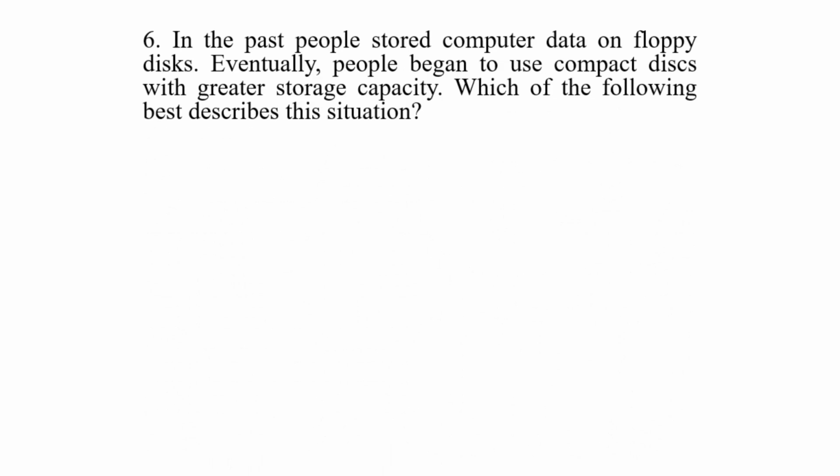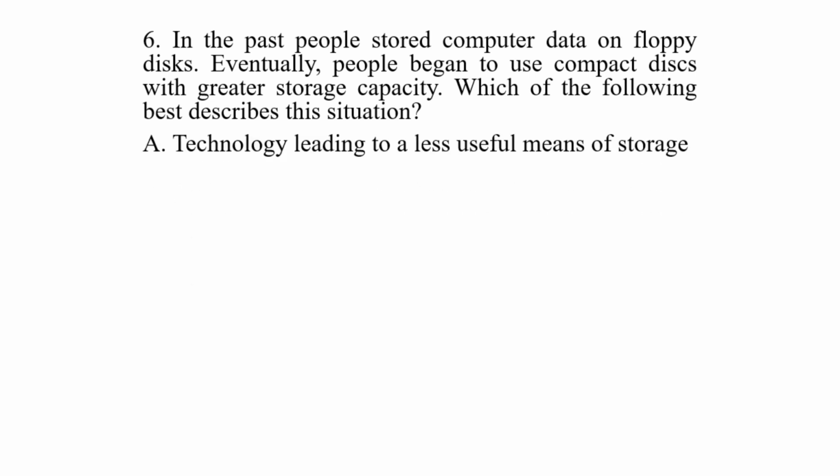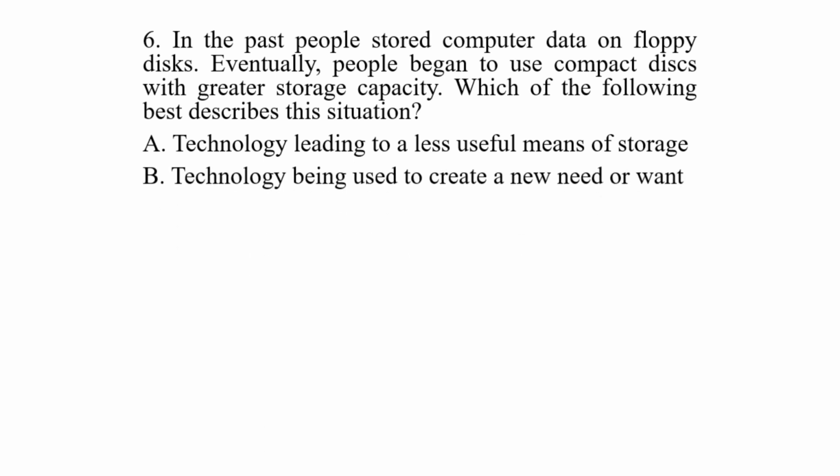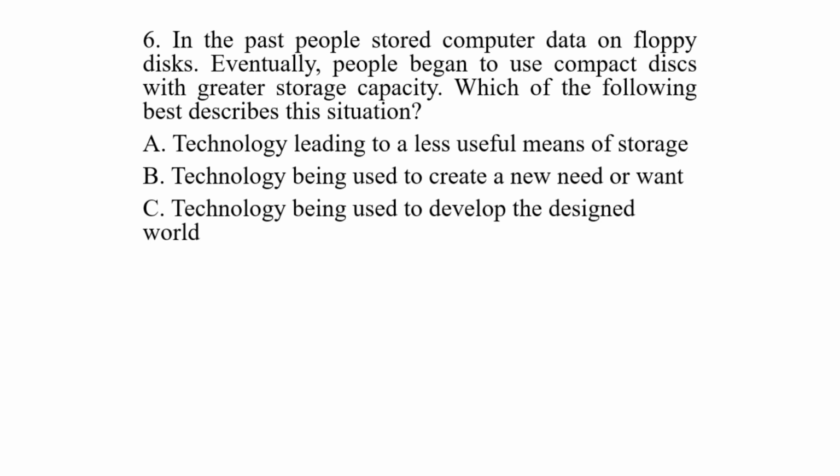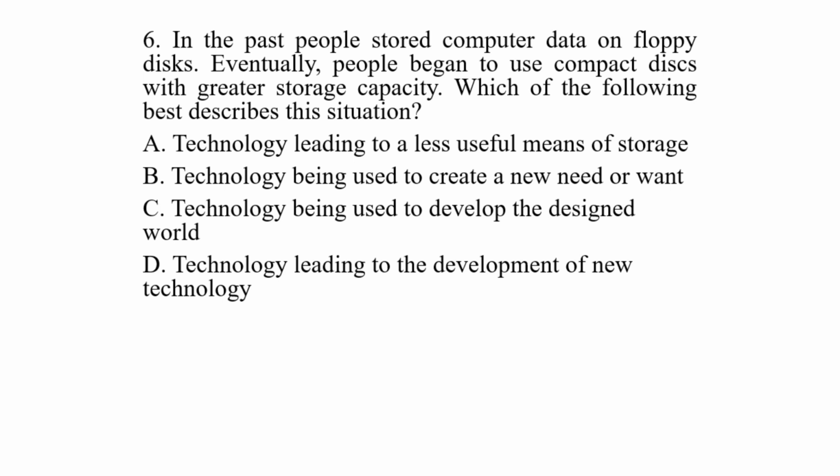Question number 6. In the past, people stored computer data on floppy disks. Eventually, people began to use compact disks with greater storage capacity. Which of the following best describes this situation? A. Technology leading to a less useful means of storage. B. Technology being used to create a new need or want. C. Technology being used to develop the designed world. D. Technology leading to the development of new technology.